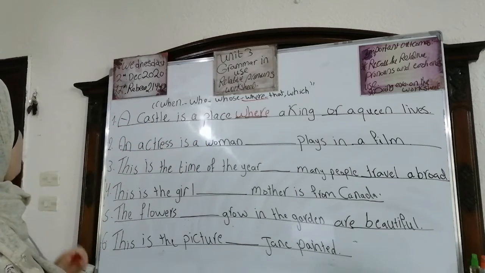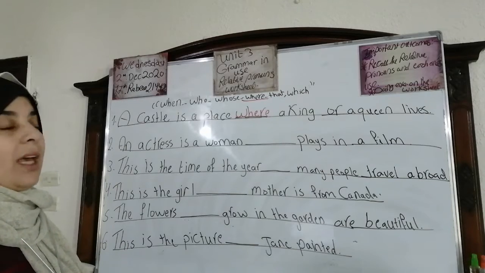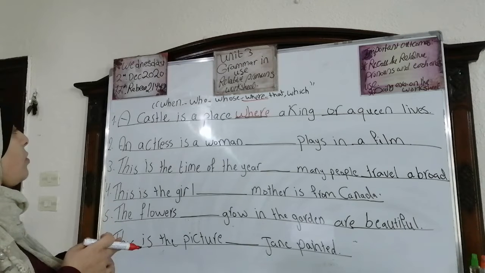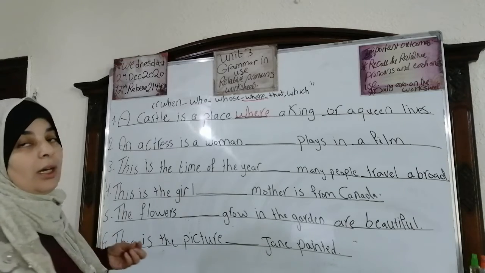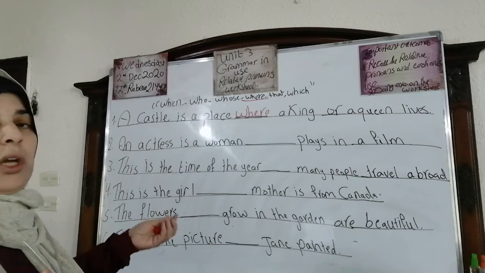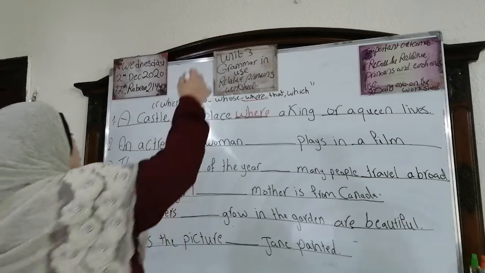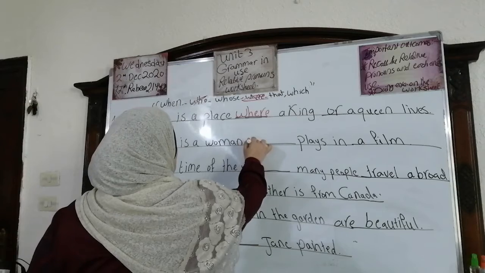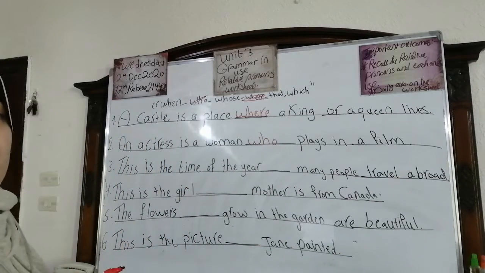Okay? Look at number two. An actress is a woman, plays in a film. Okay? We say when or who or whose or where or that or which. What do you think? What do you say? We are giving information about this woman, actress. So we are going to put what? Yes, excellent. We are going to put who. We say an actress is a woman who plays in a film. Okay? Who plays in a film.